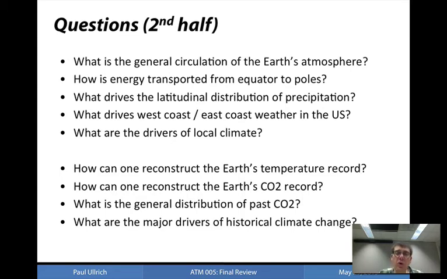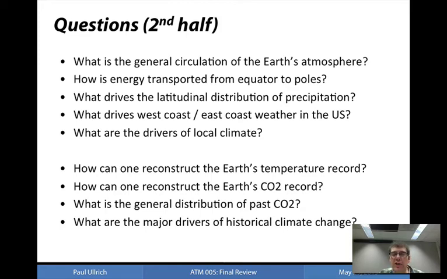I expect you to be able to describe briefly the general circulation of the Earth's atmosphere. This is analogous, for instance, to homework assignment 3, where you had to draw the different circulation patterns on the Earth's surface.